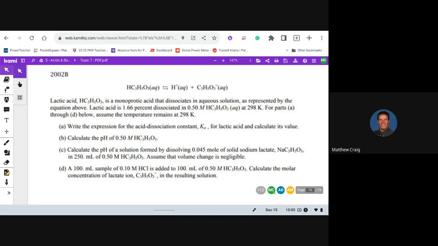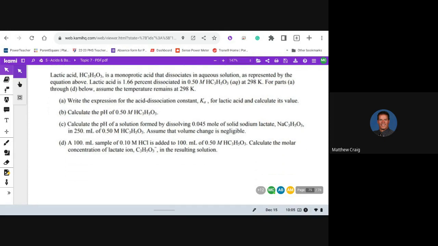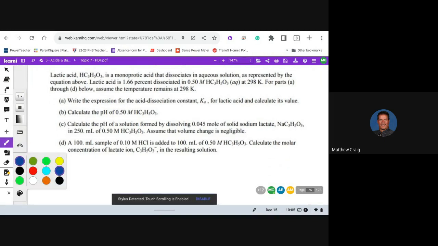So we have lactic acid is a monoprotic acid that dissociates in an aqueous solution, represented by the equation above. Lactic acid is 1.66% dissociated in a 0.5 molar solution of lactic acid at 298. For parts A through D below, assume the temperature remains at 298. All right, so I want you to write the expression. The first thing that's obvious is that lactic acid is very weak.